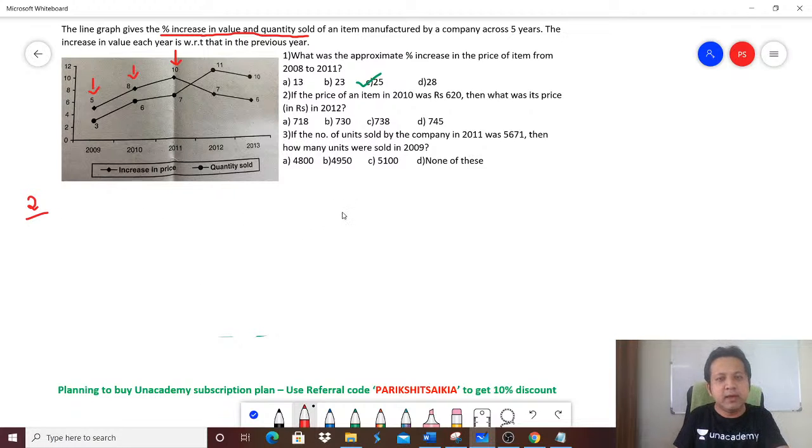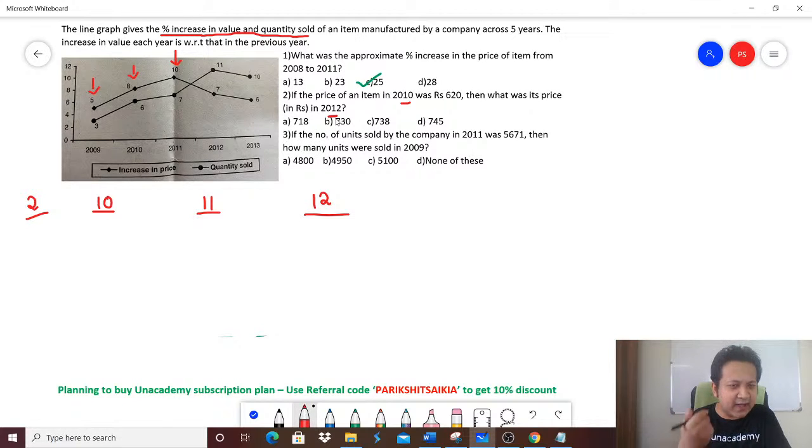If the price of an item in 2010 was rupees 620, what was its price in 2012? Now, 2010, 2011, 2012. Now remember, this is DI. You do not take the values which the question paper setter has given you. If you want to be really fast in your calculations, you take your own value. The question is asking you 2010 to 2012, so take your own values and solve the sum.